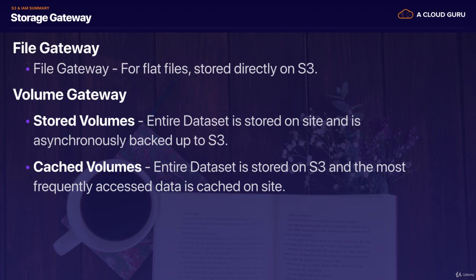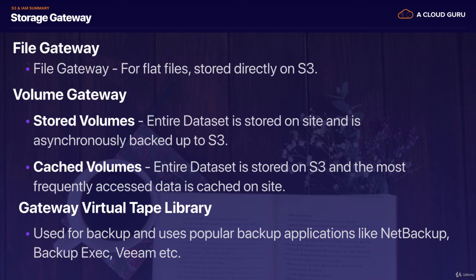Then we also have cached volumes, and this is where the entire data set is stored on S3, and only the most frequently accessed data is cached on site. And if you get those two confused, just look for the word cache. That's all you need to see, however you want to pronounce it, whether you're Australian or American. We also then have Gateway Virtual Tape Library, and this is used for backups, and it works with really popular backup applications like NetBackup, Backup Exec, Veeam, etc. And it's a great way of getting rid of your physical tapes.